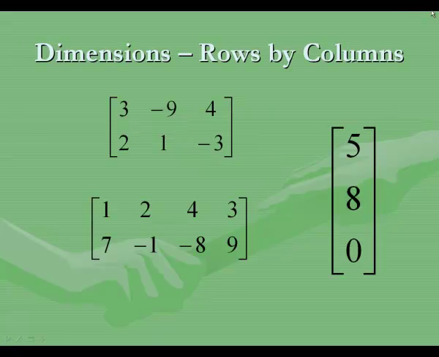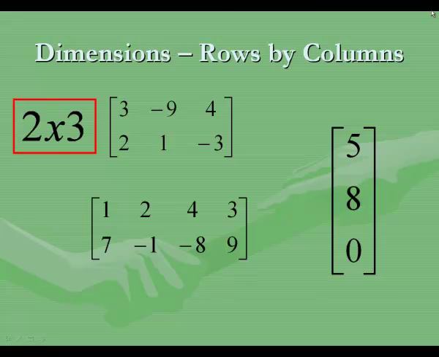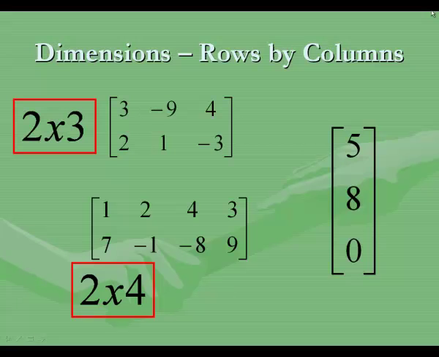When you name a matrix by its dimensions, you go rows first, then columns. First example, you have 2 rows, 3 columns, so this is a 2 by 3 matrix. Look below it. You have 2 rows, 4 columns, so this one will be a 2 by 4 matrix. And on the last one you have 3 rows, 1 column, so this would be a 3 by 1 matrix.